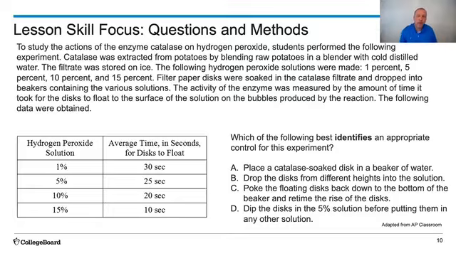Welcome back. For this question, you were looking at an experiment that involved studying the actions of the enzyme catalase on hydrogen peroxide. Your answer should have been A, which was placing a catalase soap disc in a beaker of water. The other three choices introduced a new variable to the experiment and are not controls.